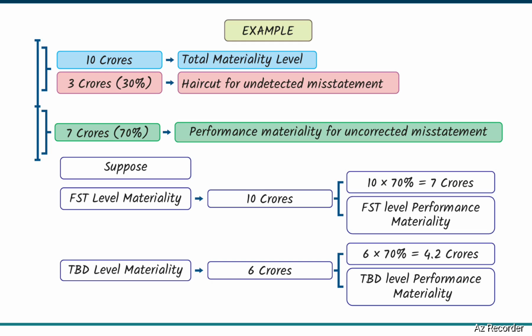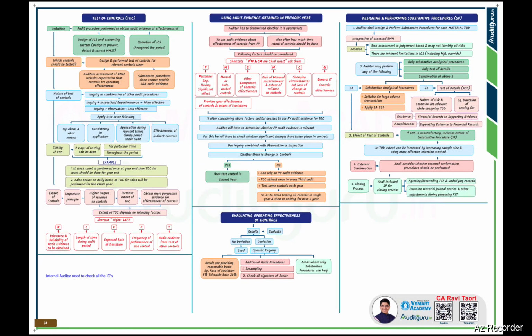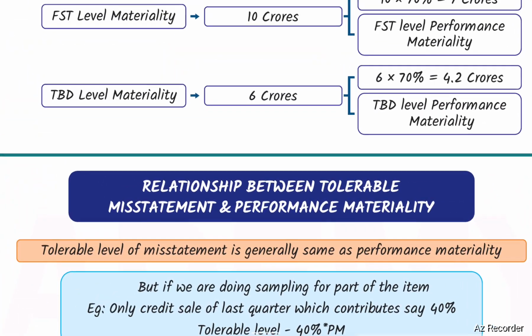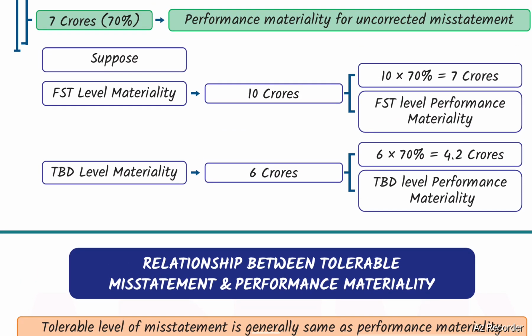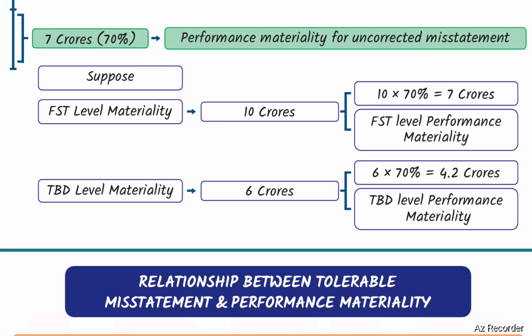What is the transactions, balances, disclosures level materiality? If it is 6 crores, then 6 crores into 70% is 4.2 crores. This is the transactions, balances, disclosures level performance materiality.